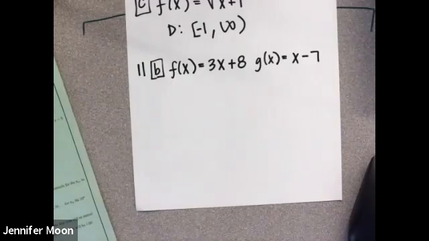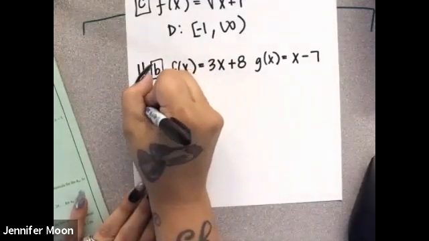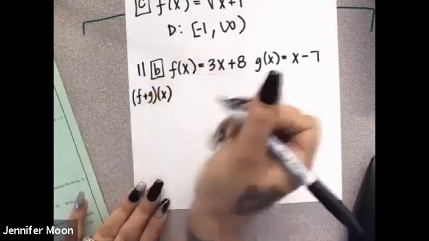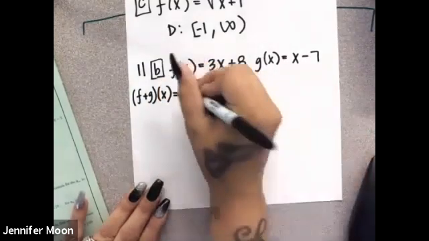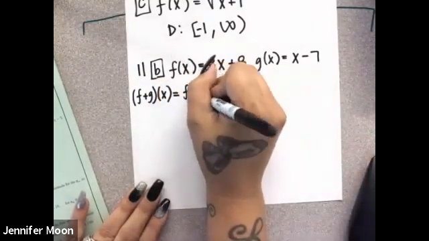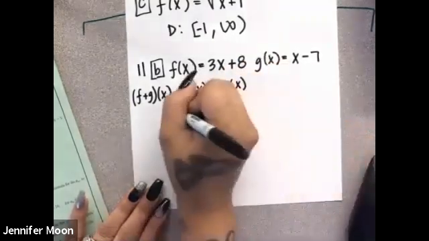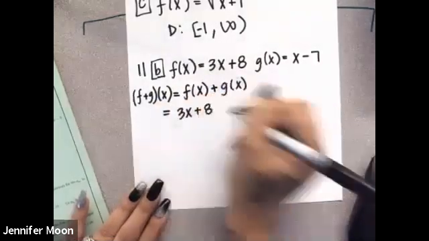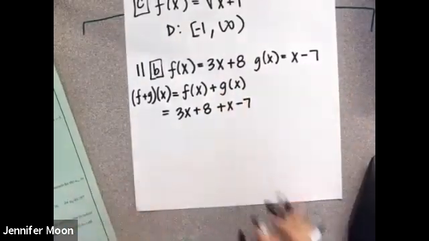So for f plus g, I've got f plus g of x. So what I do is I take my f of x and I add to it my g of x. And if I do that, I have 3x plus 8. Here I just have plus x minus 7.